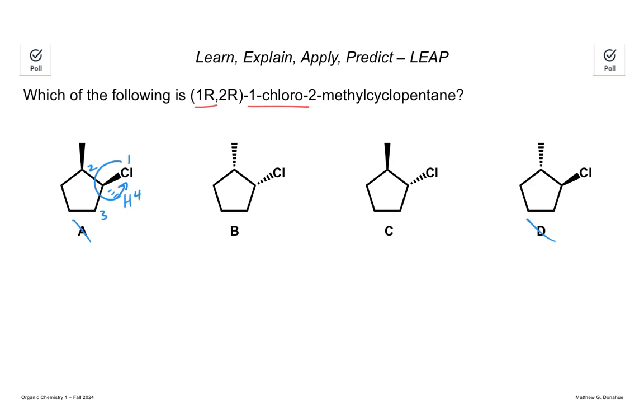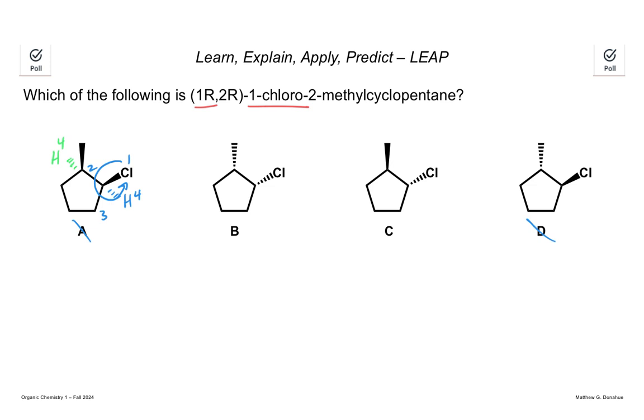So with the other one, the methyl group is at the 2 position, so that also has to be R. I'll do these numbers in green here. So 4 is the lowest priority.